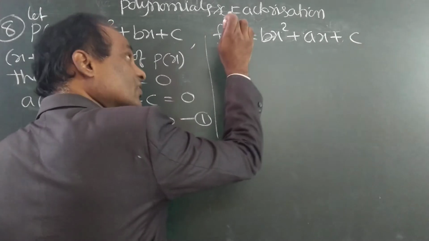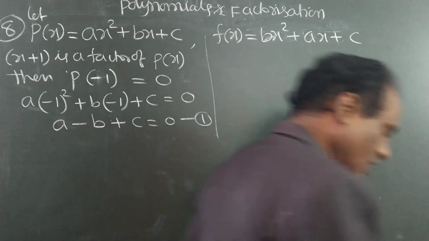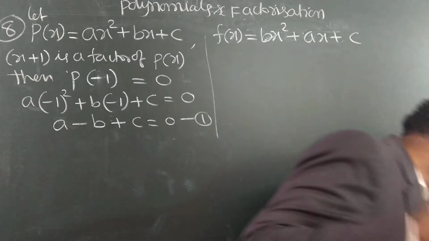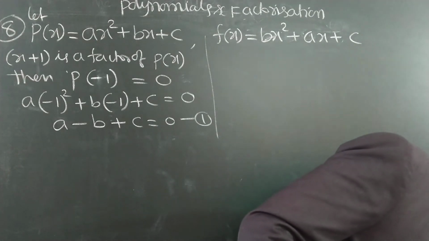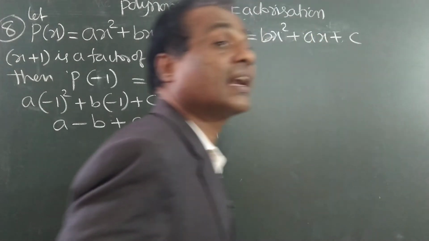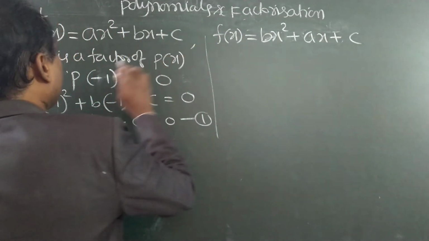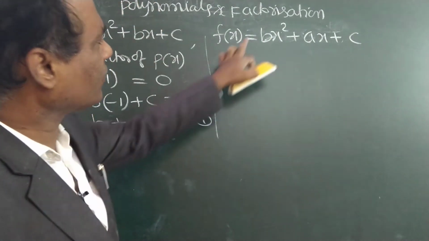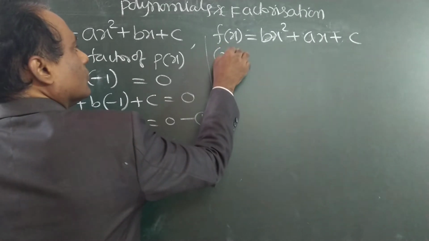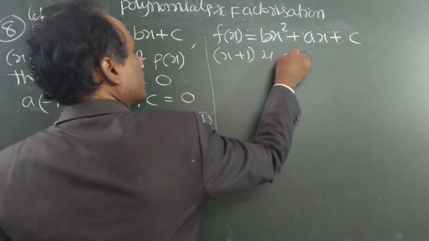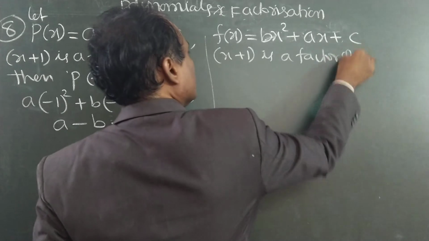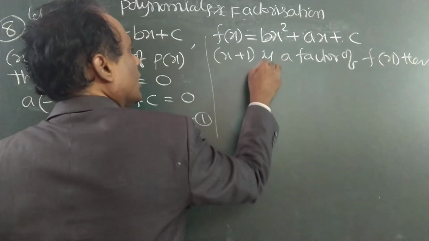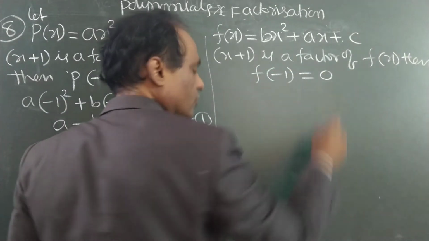Similarly, x plus 1 is also a factor of this. See the question, all of you look at the textbook. Ax square plus bx plus c and bx square plus ax plus c have a common factor x plus 1. So that means x plus 1 is a factor of this, and x plus 1 is also a factor of this. Same procedure for this also. Don't write. X plus 1 is a factor of this. Then what should happen? F of minus 1 should equal 0.